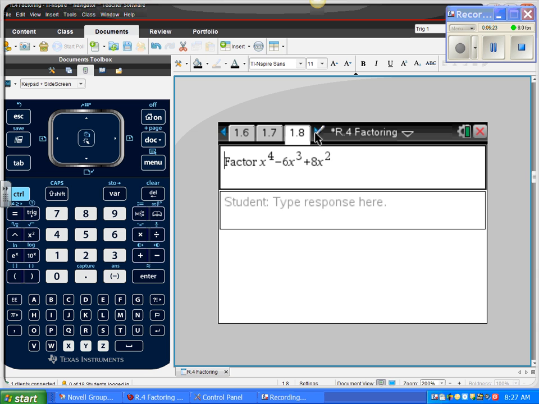Let's try another one. Okay, x to the 4th minus 6x cubed plus 8x squared. So now this one looks a little bit different, doesn't it? We've got our x to the 4th and we have our x squared in the back, right? But that's not really going to change it very much. The only way that's going to look different is instead of having an x and an x, you're going to have an x squared and an x squared, right? Because x squared times x squared is x to the 4th.